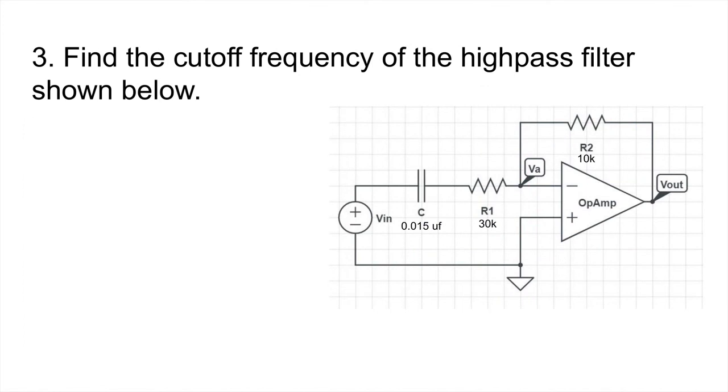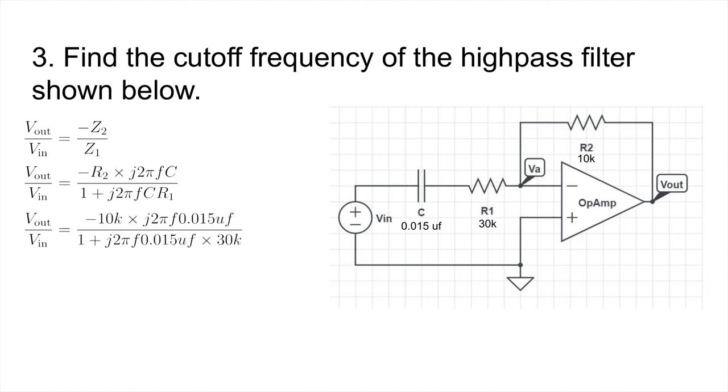Our third problem is find the cutoff frequency of the high-pass filter shown below. Our high-pass filter would have the equation of negative Z2 over Z1, where Z2 and Z1 were given to you before, so we could plug all that in, and we get negative R2 times j2π f C divided by 1 plus j2π f C R1. Plugging the values that we know, we have negative 10,000 times j2π f times 0.015 microfarads, all divided by 1 plus j2π f times 0.001.